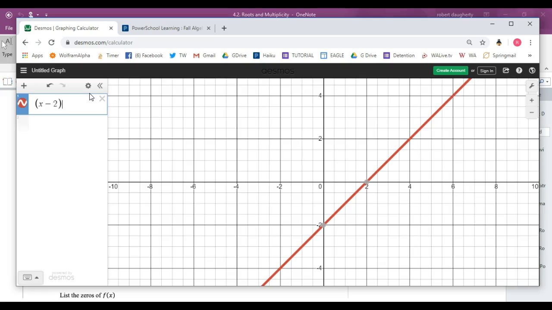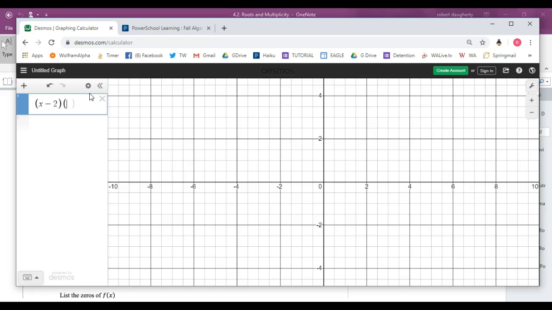What is the x-intercept? X-intercept is where it crosses what? Exactly. What is the x-intercept? 2, 0. So it looks like x minus 2 is a factor. What's the solution? X equal 2. So 2, 0 is an x-intercept.